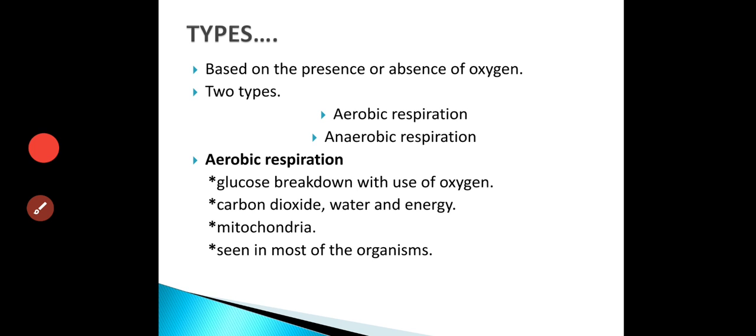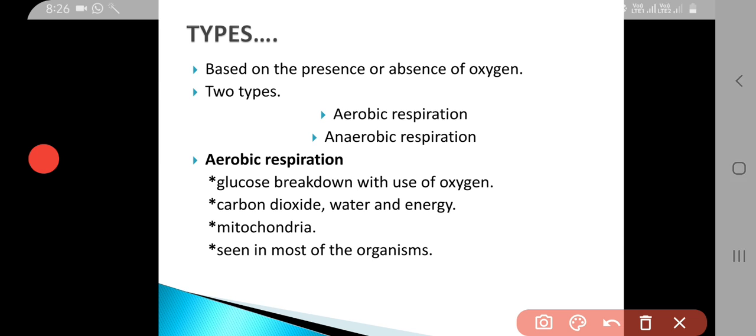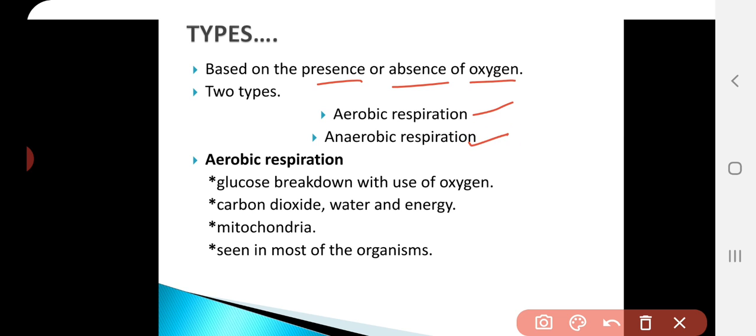So here, respiration is divided into two types, based on the presence and absence of oxygen. What are the two types? It is aerobic respiration and anaerobic respiration. Aerobic respiration happens with the presence of oxygen. Glucose is broken down with the use of oxygen, which releases carbon dioxide, water, and energy as products. This kind of respiration is observed in mitochondria, which are present in the cell. We can see this in most living organisms.